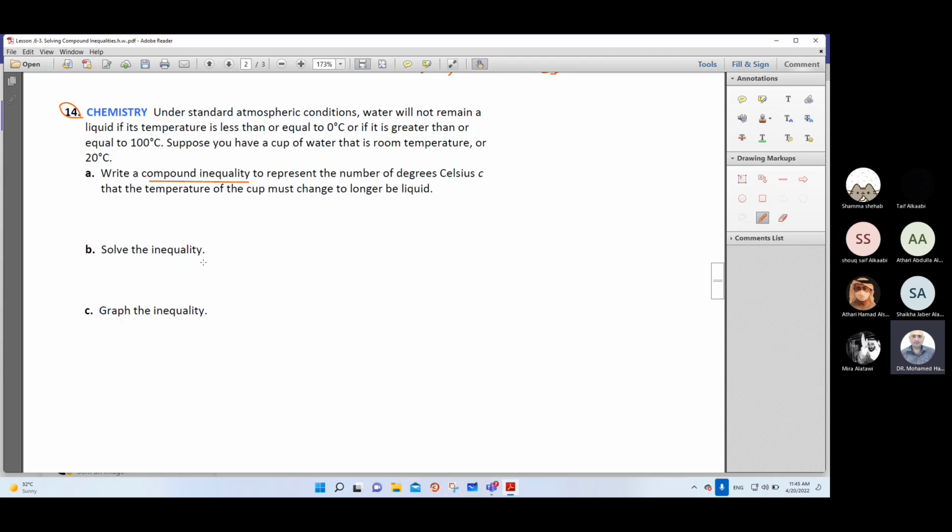Okay, you can check with me here. Under standard atmospheric conditions, water will not remain a liquid if its temperature is less than or equal to 0. This temperature represents C, less than or equal to 0. Or, as you see, we have the word or.